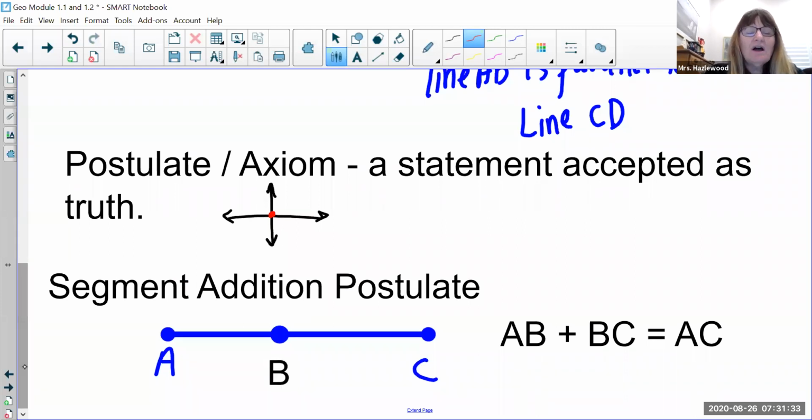And this is one postulate. They're saying if I know the length of AB and I know the length of BC, if I add those two together, that's going to equal the total length. And someone came up with that idea and everybody goes, oh yeah, I agree, that's truth. So that's a postulate. That's why we name it a postulate.